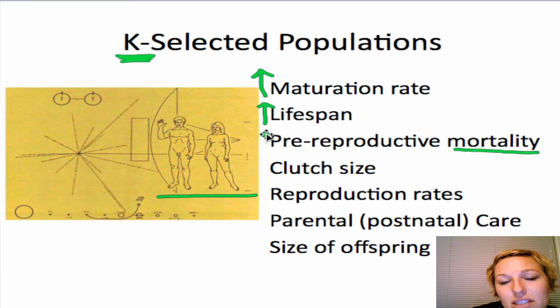So we actually have a pretty low pre-reproductive mortality, which means that our children have a pretty good chance at surviving to reproductive maturity. Clutch size is just the number of offspring that will be born at any given time. So for birds, clutch size is like how many eggs will be laid in a nest, okay?